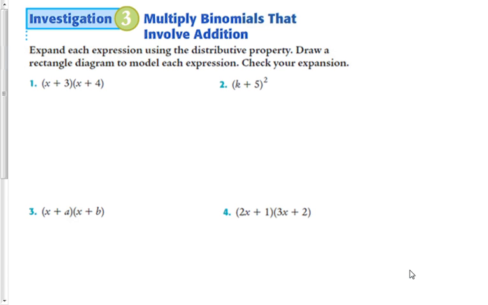Hey students, this is lesson 523. In this lesson, we're going to learn how to multiply binomials that involve addition. We're going to use the idea of a rectangular diagram also to help you do that.